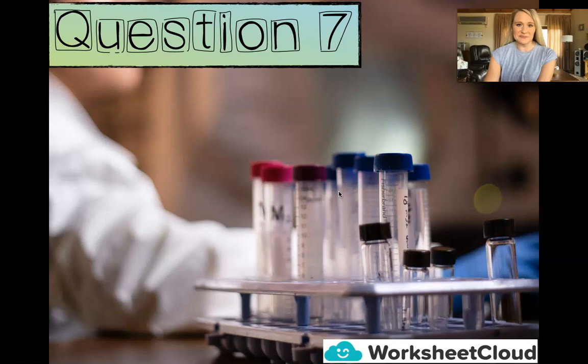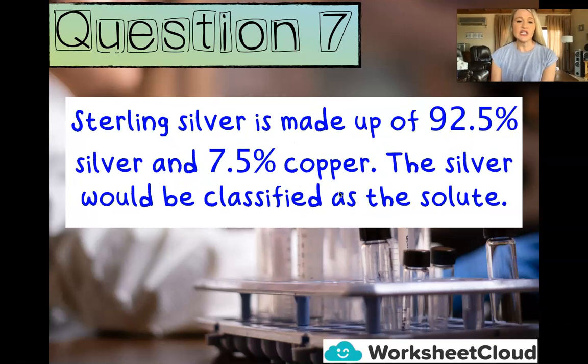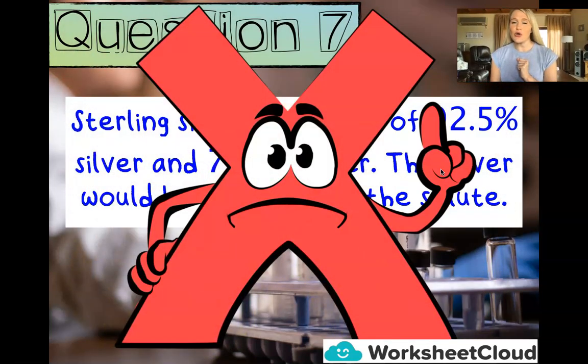Question number 7. True or false? Sterling silver is made up of 92.5% silver and 7.5% copper. The silver would then be classified as the solute. So look at those percentages again, 92.5 and 7.5. Would that be classified as the solute? No. False. It would not, because remember that in this particular mixture, 92.5 is the greater amount, so it would be classified as the solvent, and the copper would be classified as the solute.